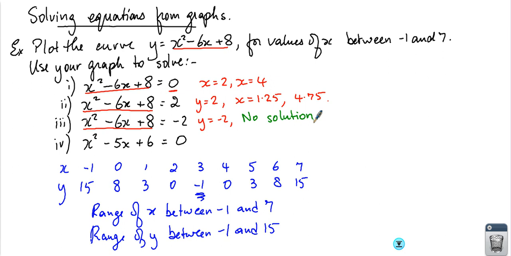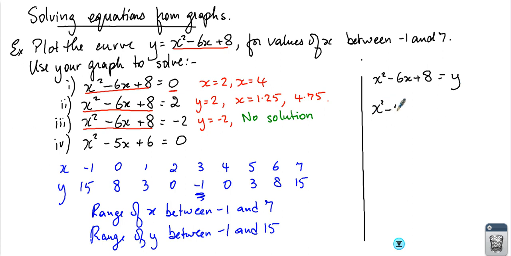Now, the fourth one, this time x squared minus 5x plus 6 is much different from x squared minus 6x plus 8. So what we are going to do, I'm going to work it out here. I have plotted x squared minus 6x plus 8 equals y. But we need to solve x squared minus 5x plus 6 is equal to 0. So what are we going to do? We need to use this equation and make it equivalent to the other equation, because this has already been plotted, it can't be touched.